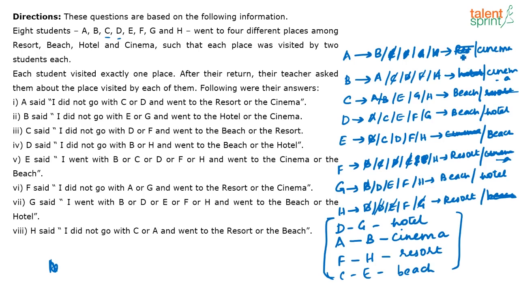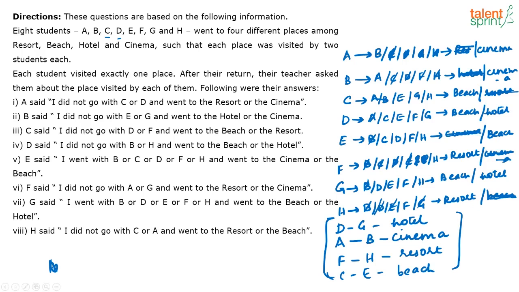Because A can either go to resort or to cinema. Similarly, B can either go to hotel or to cinema. So common between A and B is cinema. So I fix A and B go to cinema. So once cinema is done, wherever a person has said I can go to cinema or some other place, I cut that out.